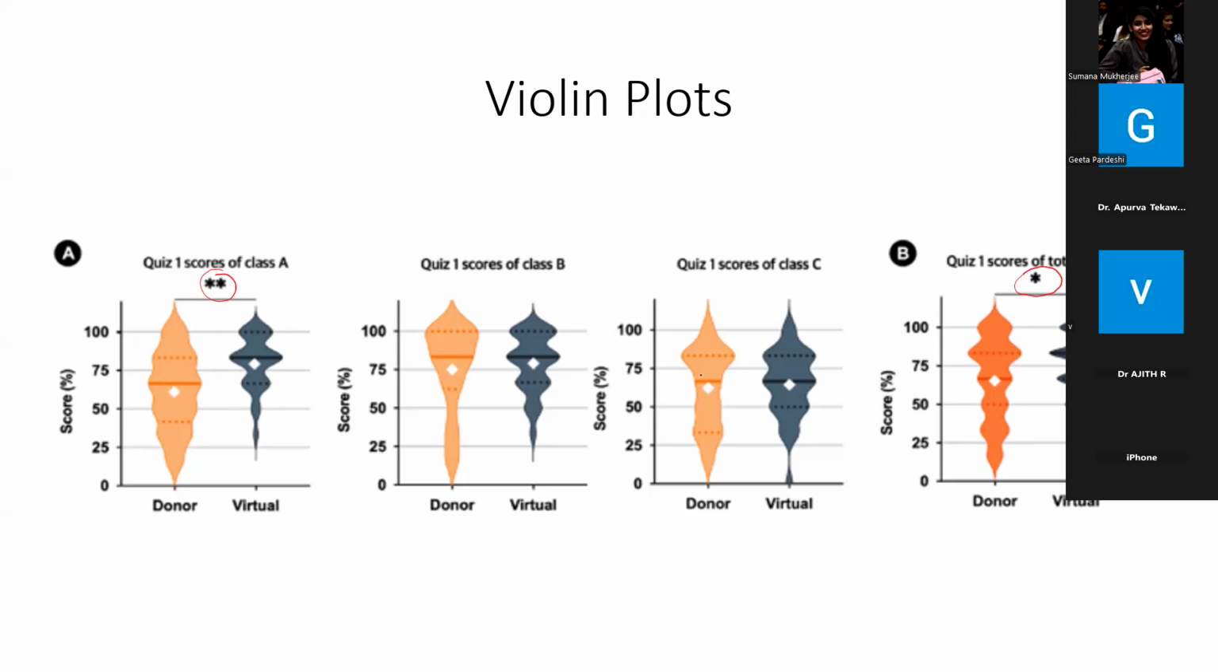So what do you think these violin plots are telling you? This is the average amongst those who have taken virtual dissection, and this is the average of individuals who have taken cadaveric dissection. So how do you interpret this plot? You are comparing these two values, and the test is saying it is significant.